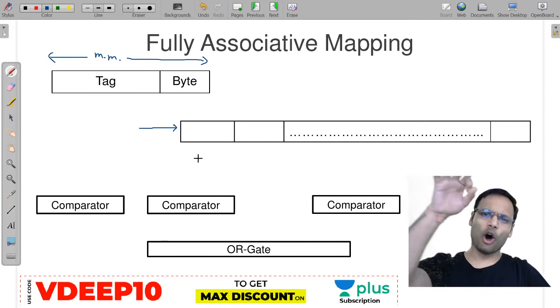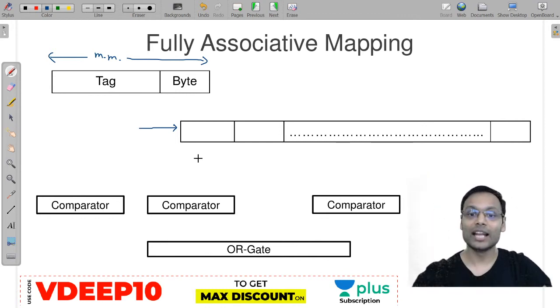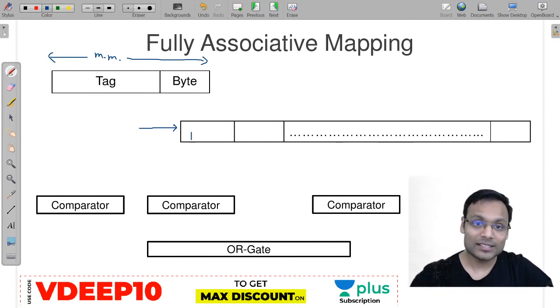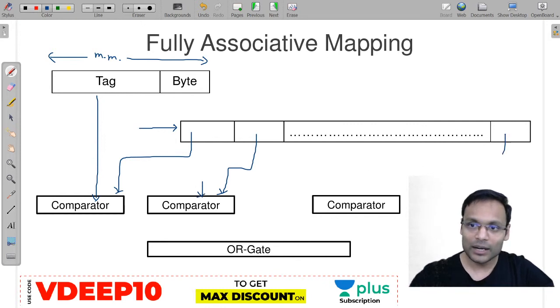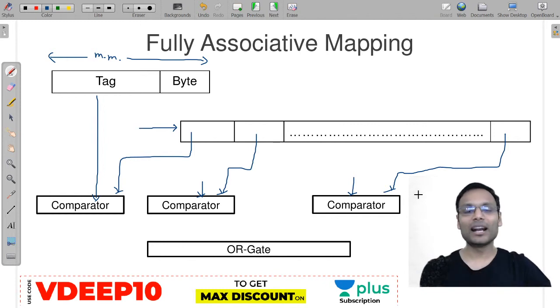I'll have to check all the tags. I'll have to compare all the tags. Multiple tags are there. This particular tag will be compared with this tag. Yes, this also will be compared. Yes, this also will be compared. The last one is also compared with the tag. So only comparators are required.